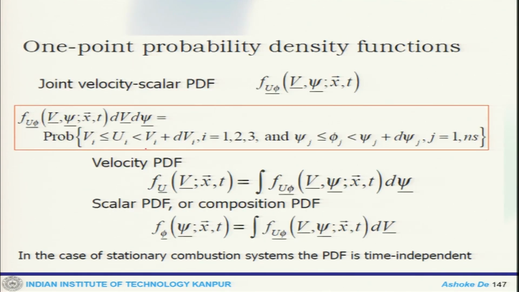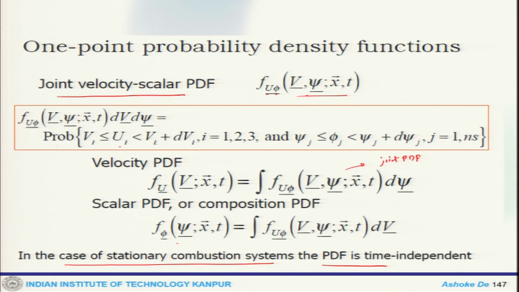So, one point probability density function, this is how we define the joint velocity scalar PDF, where you have the velocity component and the scalar. So, this is how you define the PDF function. Now, the PDF function is the probability of finding this velocity component between these limits and the scalar composition between the limits. Now, we can get back the pure velocity PDF if we integrate this joint PDF over the sample space. If we integrate over velocity space, we can get the scalar or composition PDF. And as we mentioned earlier, in the case of a stationary combustion system, the PDF is time independent.